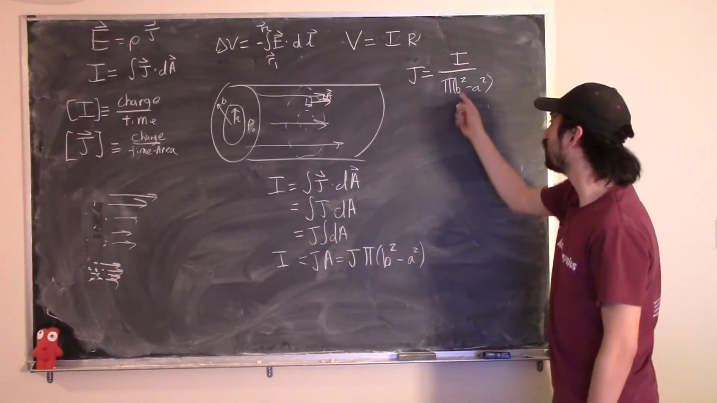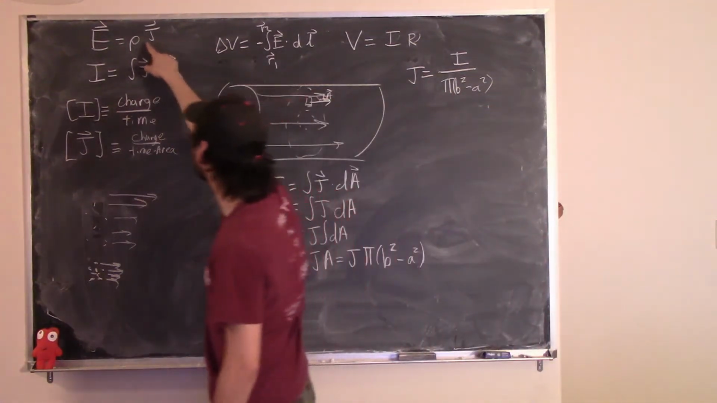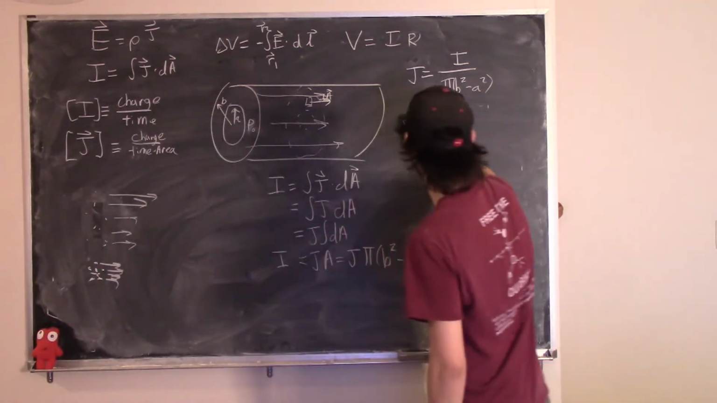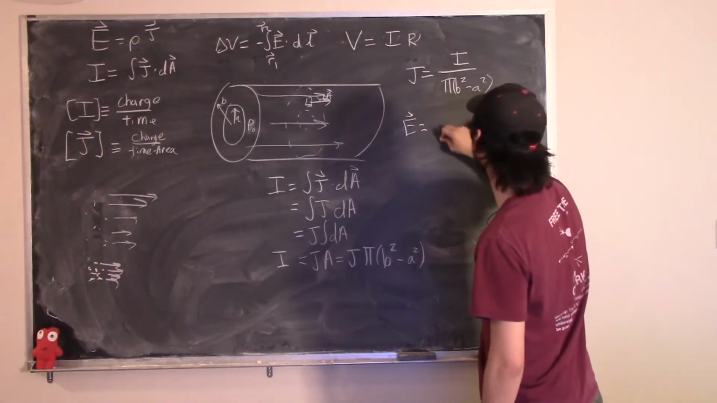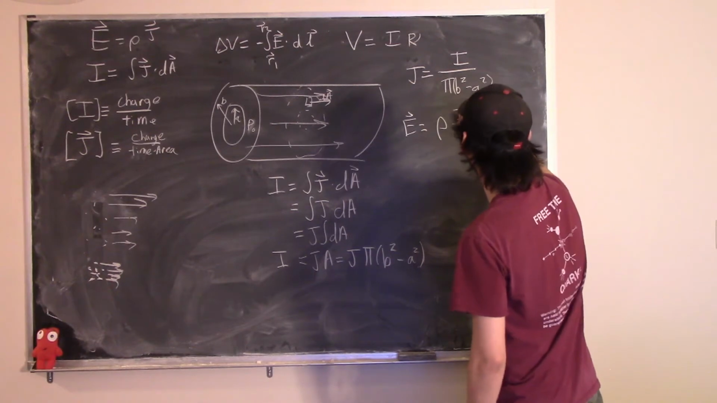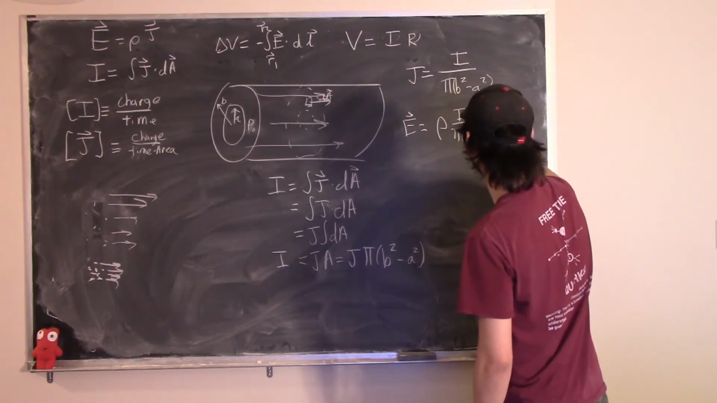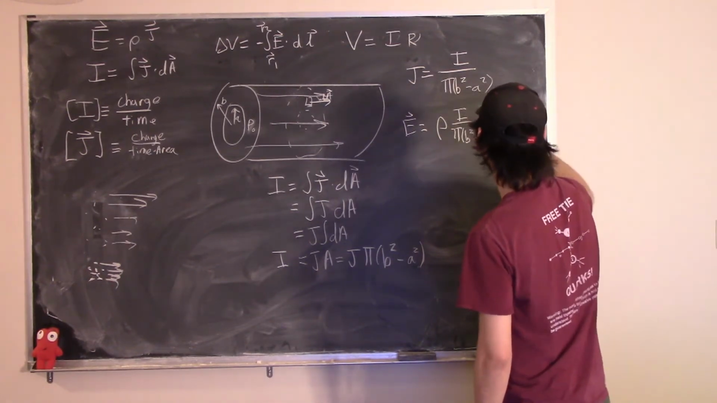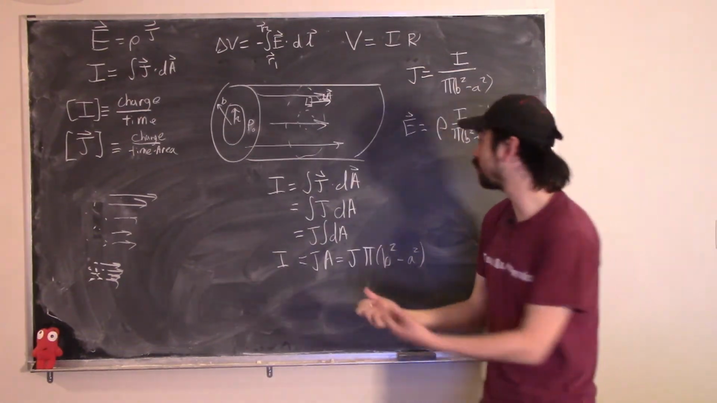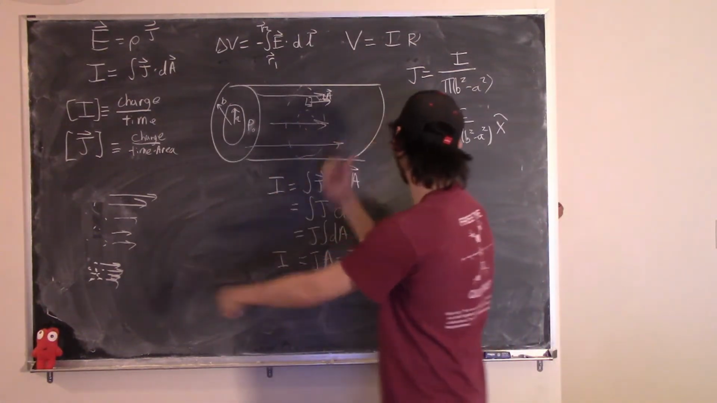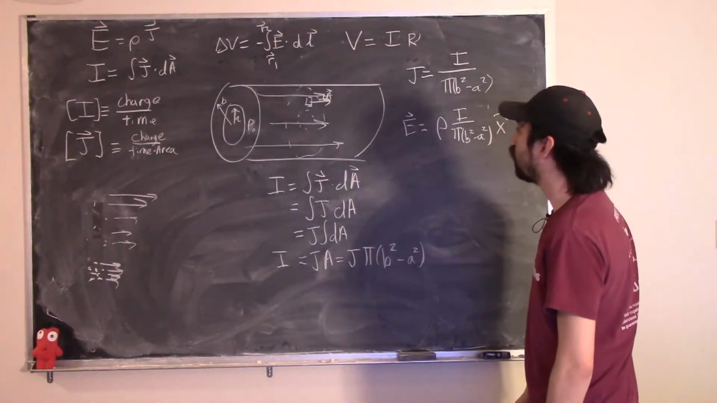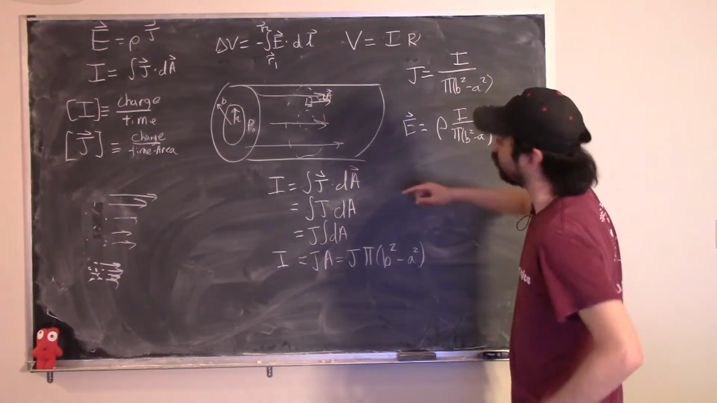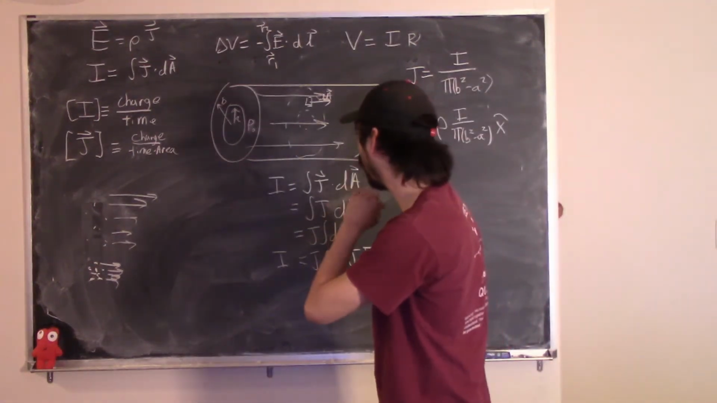And then we can plug this into our microscopic form of Ohm's law. So this says that the E vector is just going to be equal to rho I divided by pi (b squared minus a squared) in the x hat direction, because we're saying that this is going to be pointing to the right.